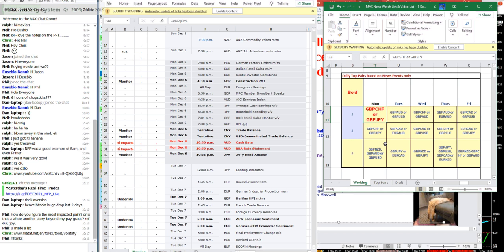Yep. Then the pound kiwi or the euro kiwi. Did that one last week. Maybe it was the week before. Pound kiwi, euro kiwi. Can't see it. Okay.